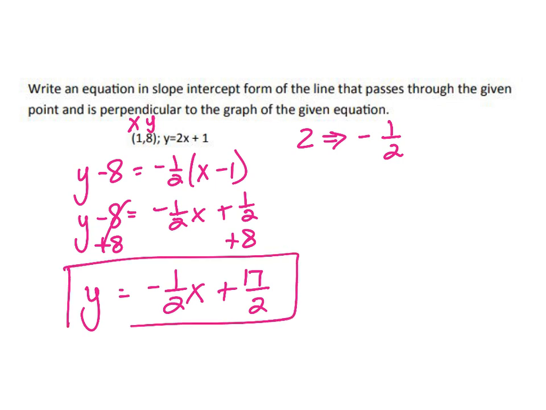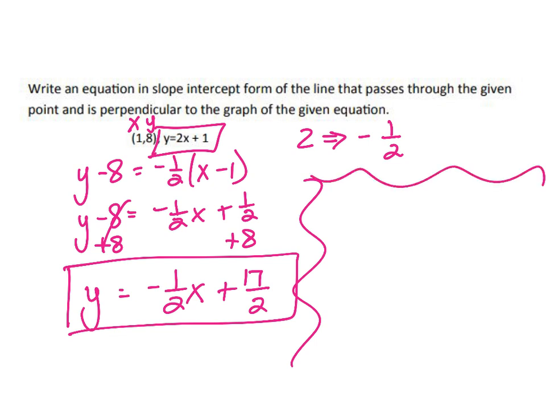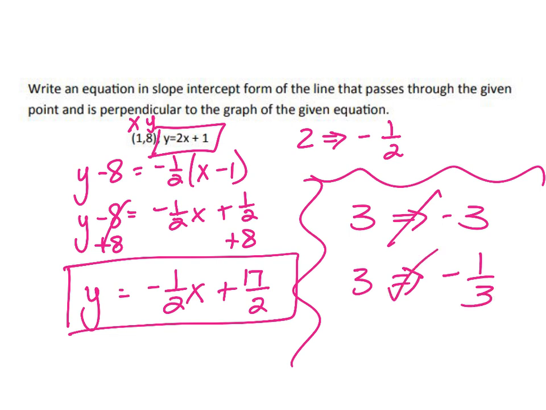So that means this line will be perpendicular to this line. You can always check your slopes to see if they're perpendicular. For example, if you go from 3 to just negative 3, that's not perpendicular. 3 must go to negative 1/3 in order for it to be perpendicular. So keep that in mind, that there's a difference between just opposite and opposite reciprocals.